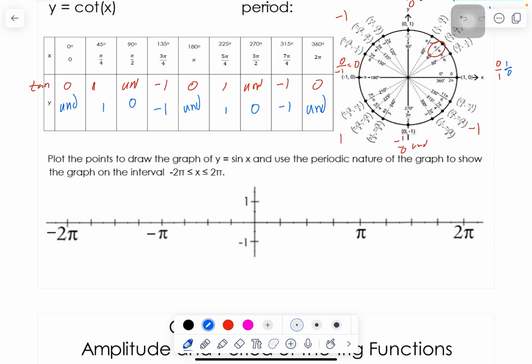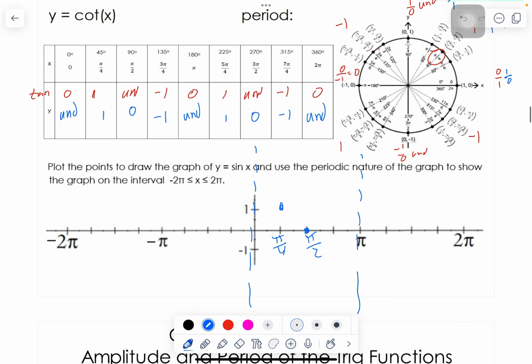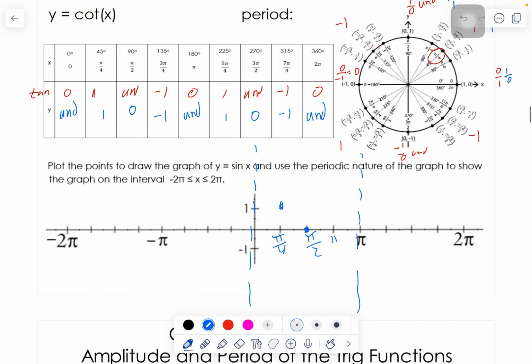So my asymptotes, which were at pi over 2 and 3 pi over 2 or negative pi over 2, are now going to switch over to asymptotes at 0 and at 180 or pi. When I have pi over 4, it's going to go up to 1. When I'm at pi over 2, I'm at 0. When I'm at 5 pi over 4, I'm down to negative 1. So it kind of looks like this.